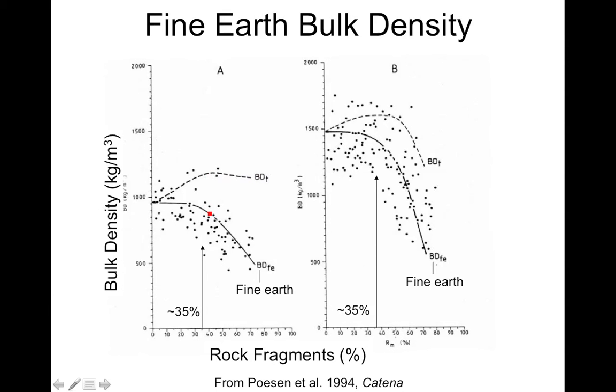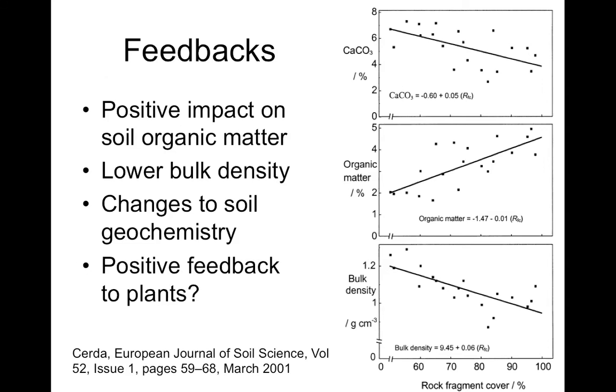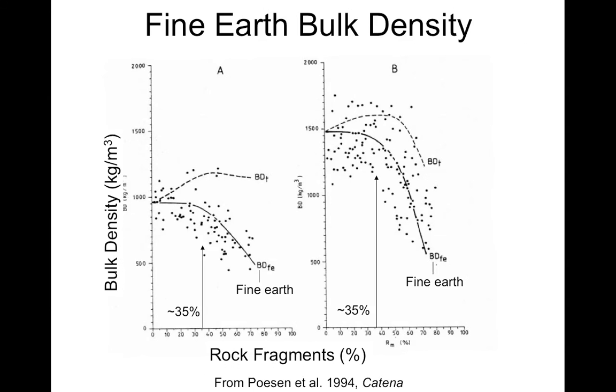And so what we're finding is that as you increase your rock fragment percentage in the soil, you potentially reach a threshold where the bulk density starts to decrease. So what appears to be happening is that below 35%, the fine earth is able to hold up the whole matrix, and the rocks are just sitting in that matrix, isolated from each other.